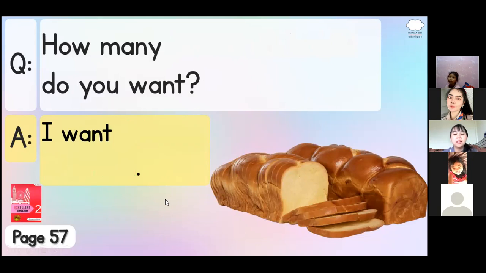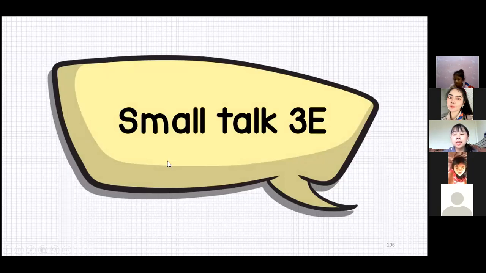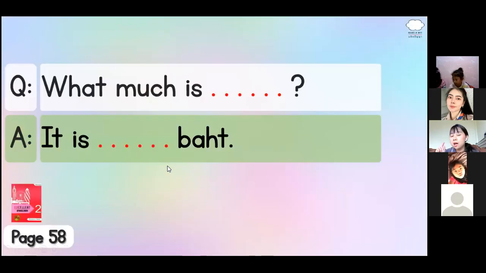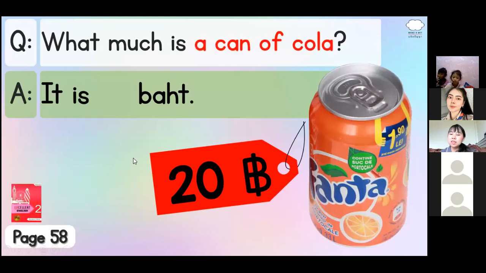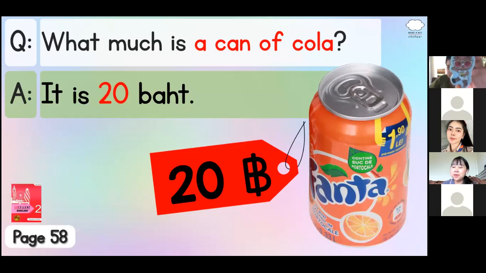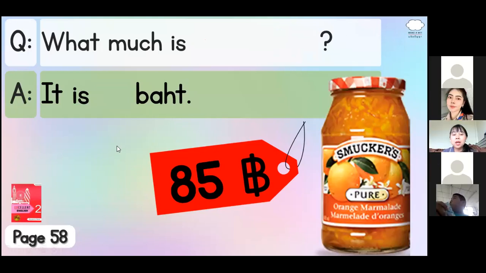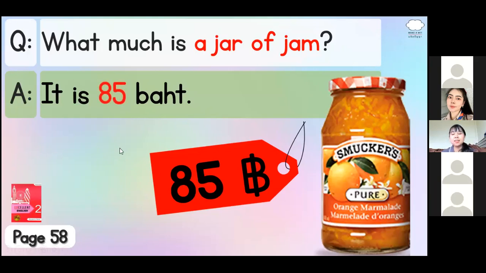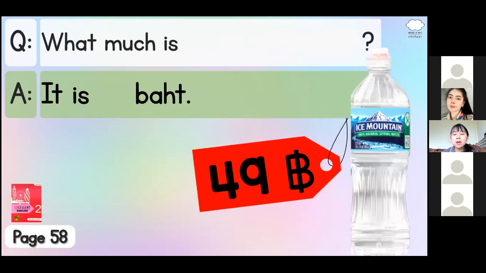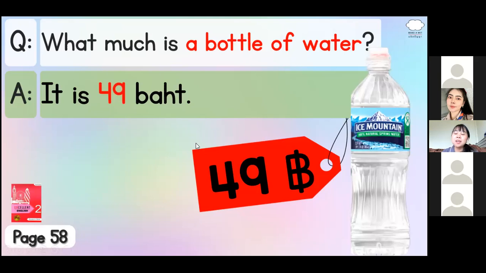Next one. Small talk 3E. How much is a can of cola? It is 20 baht. Very good. Next one. How much is a jar of jam? It is 85 baht. Very good. Next one. How much is a bottle of water? It is 49 baht. Very good.